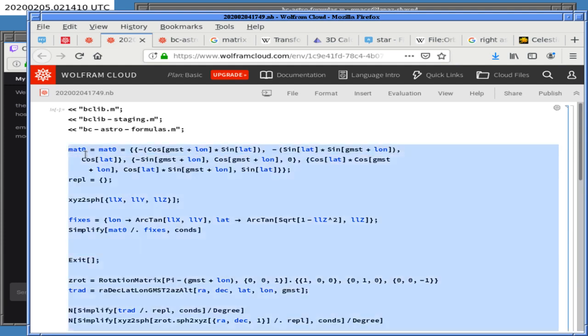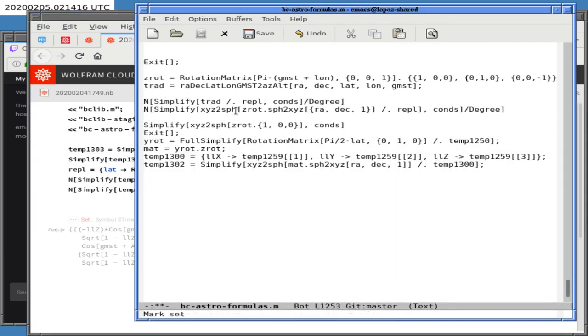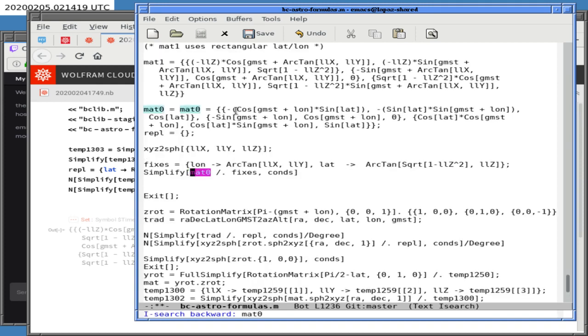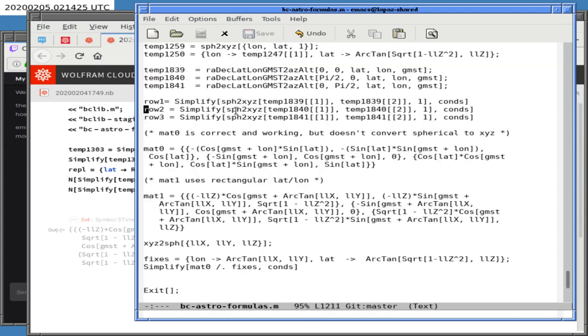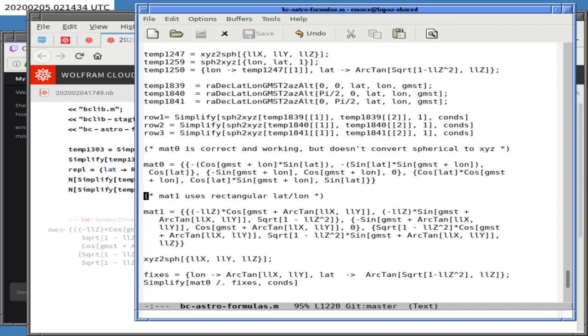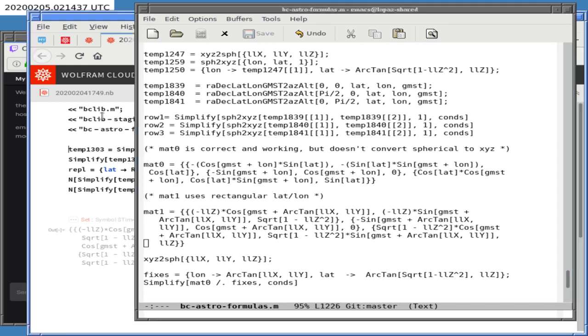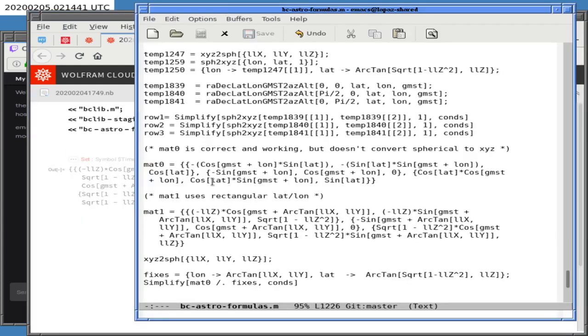What have we accomplished here? Aside from the fact that I'm going to cut and paste this because I've got to be careful here, because if we have another mat 0 here, I can't let that go. Okay. I really need to clean up this file. And thanks to Git, I could just push it and then clean it up and not worry about getting rid of too much. So what have we accomplished here? Let's go ahead and put mat 1 in here.